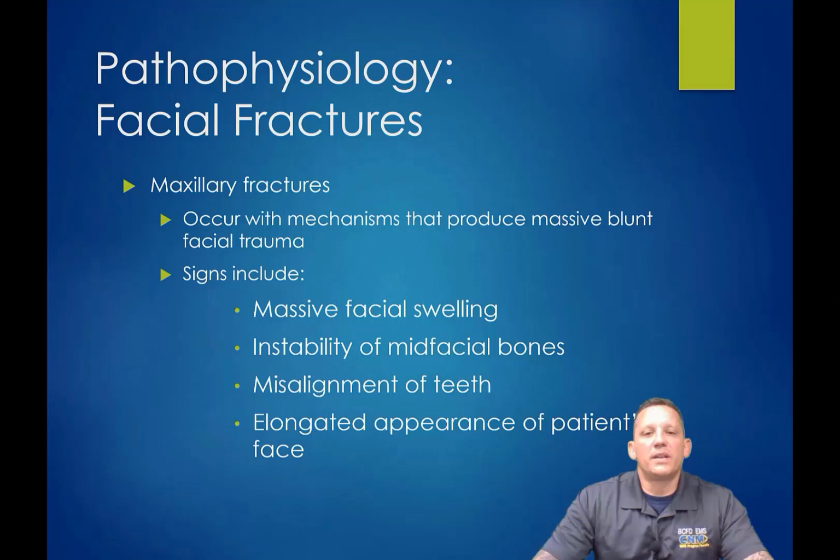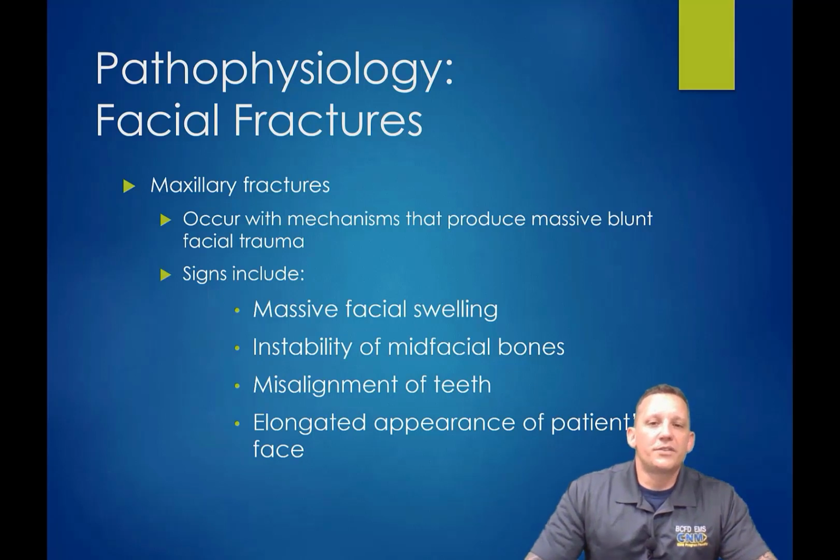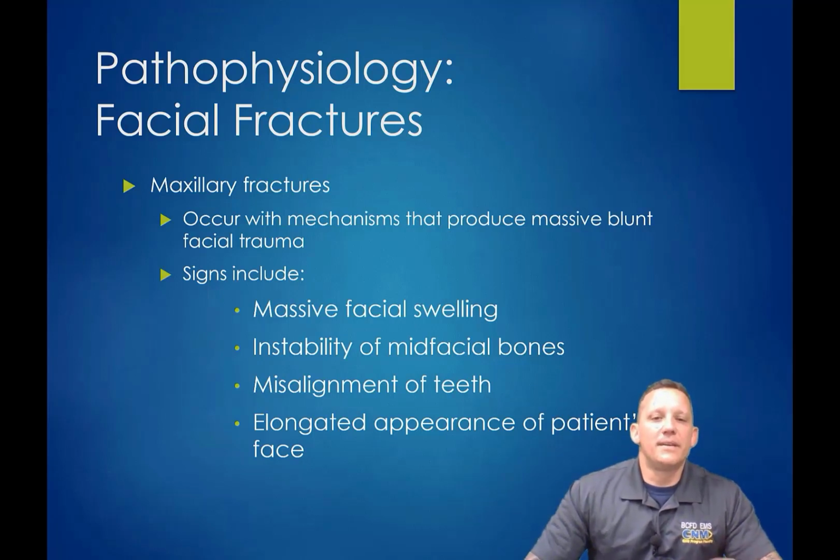The maxillary fractures also take a significant amount of blunt trauma. They include a lot of facial swelling. They have the instability of the midfacial bones, right? So the nasal bones and the zygomas are probably going to have some instability. The teeth are going to be misaligned, and the patient's face may actually appear elongated. And we're going to get into the Lefort fractures here pretty shortly, and you'll see where these fractures are actually coming from and how we classify them.